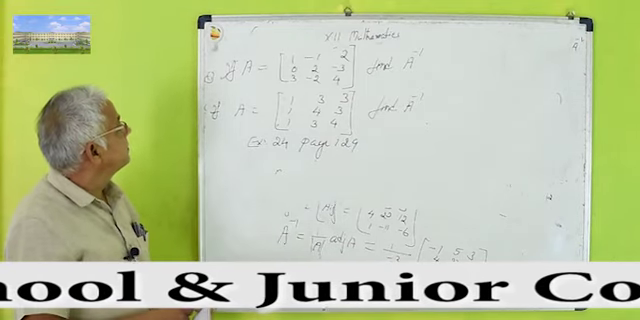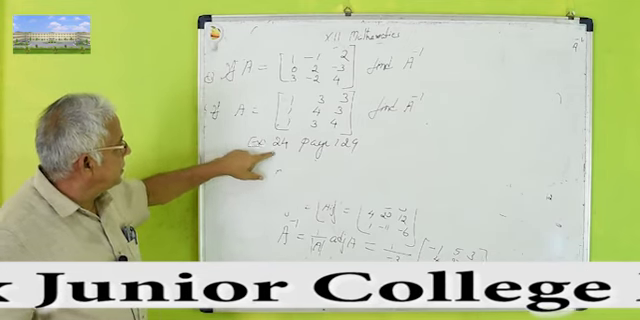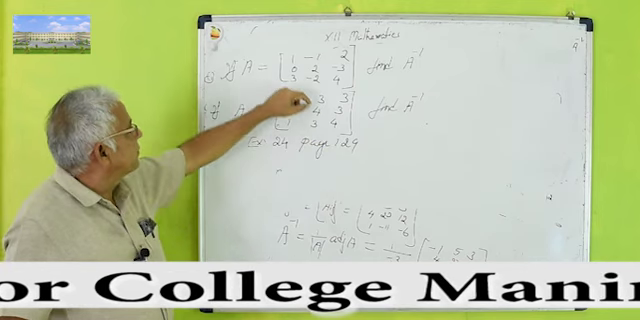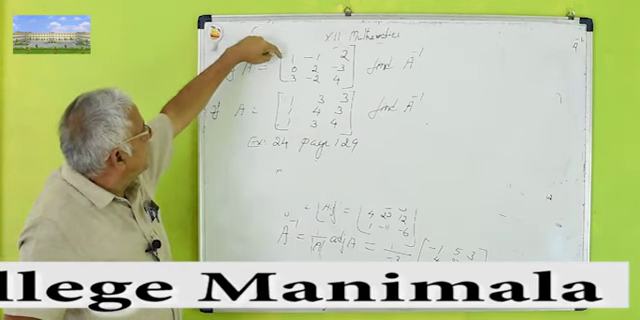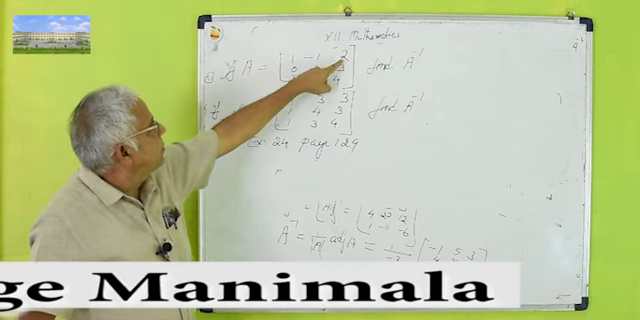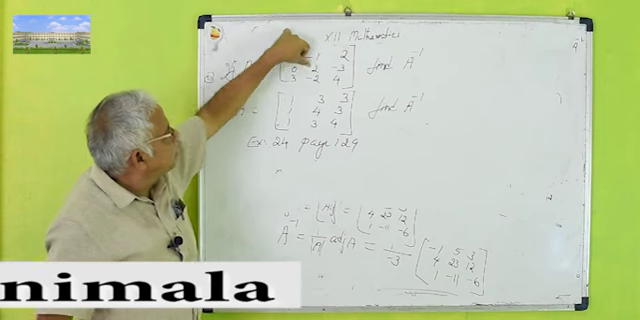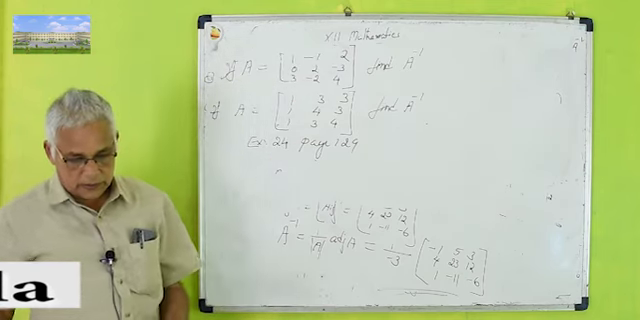So remember these two assignments. Example 24, page 129 of the textbook, is the second question. The first is, if A is equal to the matrix 1, minus 1, 2; 0, 2, minus 3; 3, minus 2, 4, find A inverse. I stop here.